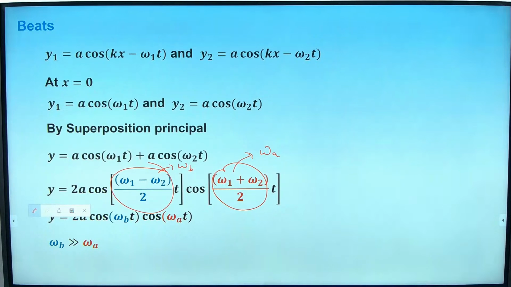Now, have you copied this first? Tell me. How is omega b greater than omega a, sir? I'll talk about that. First, you copy this fast. All of you, please copy it. Copy this equation fast.